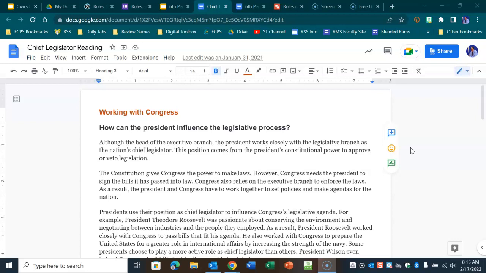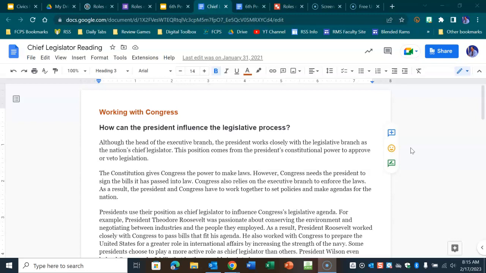The position comes from the President's constitutional power to approve or veto legislation. The Constitution gives Congress the power to make laws. However, Congress needs the President to sign the bills it has passed into law. Congress also relies on the executive branch to enforce the laws. As a result, the President and Congress have to work together to set policies and make agendas for the nation.